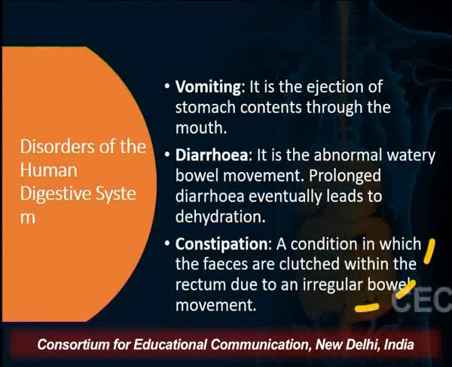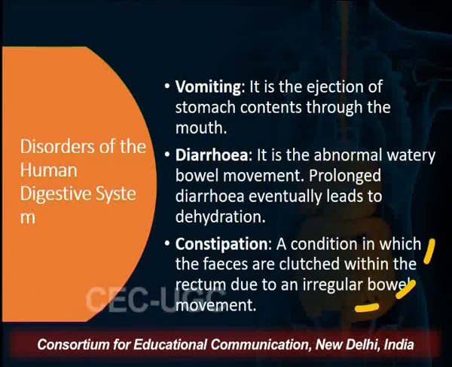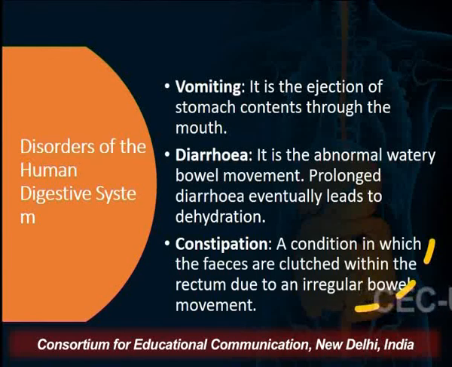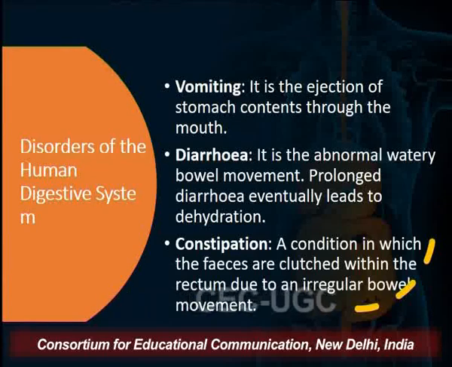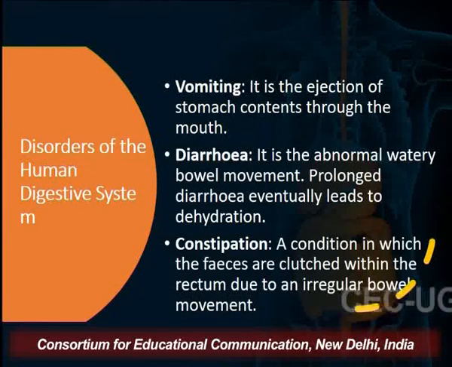Now we are going to study some disorders of the human digestive system. One is vomiting. It is the ejection of stomach contents through the mouth. Diarrhea is an abnormal watery bowel movement. Prolonged diarrhea eventually leads to dehydration. Then constipation, a condition in which feces are clutched within the rectum due to irregular bowel movement.